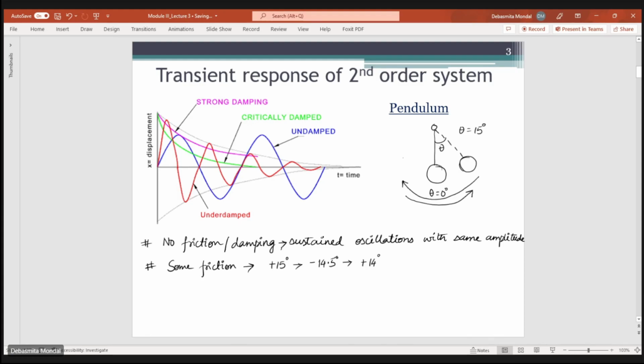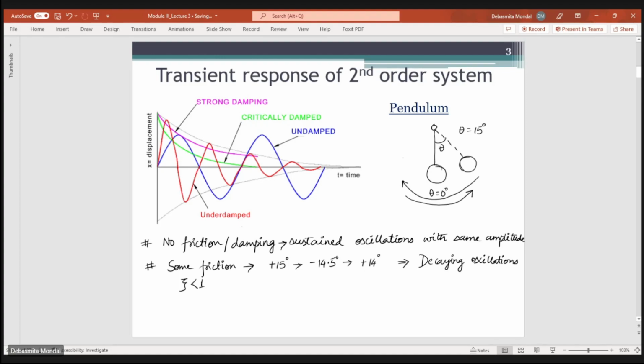So this is a situation where the oscillations are dying down with time. Given a sufficiently large amount of time, the oscillation will keep on reducing and the pendulum will come back to its equilibrium position. That kind of system is known as an underdamped system. So in case there is some friction, you will have decaying oscillations. That means the amplitude of the oscillations will get reduced over time, and this is known as an underdamped system where the value of zeta is less than 1.